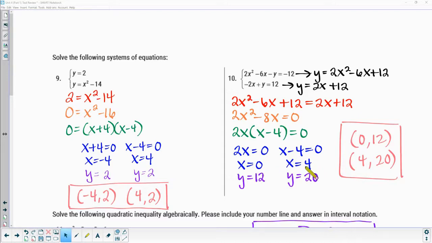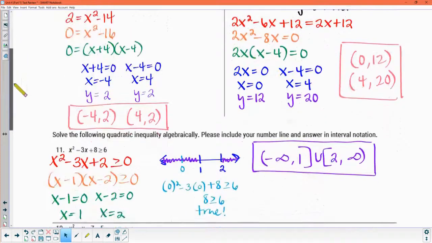So what I do now is I'm going to take these two x values, plug them into an equation, and then I'm going to get my y values. I usually pick the easier one. Don't make your life harder and pick the quadratic. Pick the linear equation. So much easier to plug a number into. And I get (0, 12) and (4, 20).